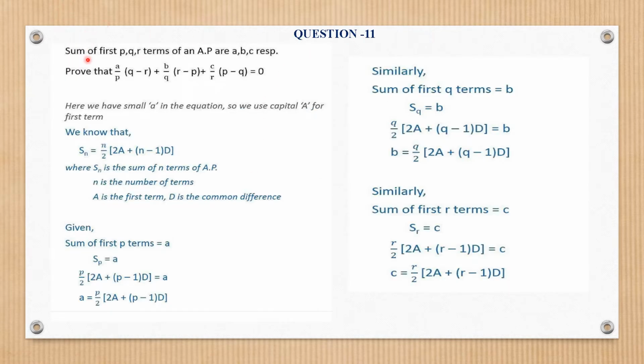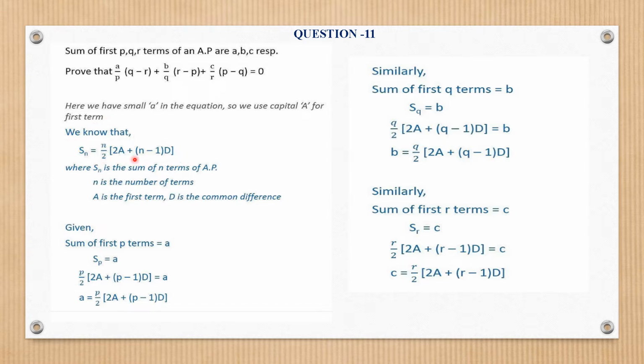Question number 11 says the sums of first p, q, r terms of an AP are a, b, c respectively. You have to prove this: a by p times (q minus r) plus b by q times (r minus p) plus c by r times (p minus q) equal to 0. Okay, here we have small a in the equation, so we will use capital A for the first term so that we can make out the difference between the a and d we are having here. Okay, so d is no problem, but small a is there, so we will not consider the first term as small a. Instead we will use capital A.